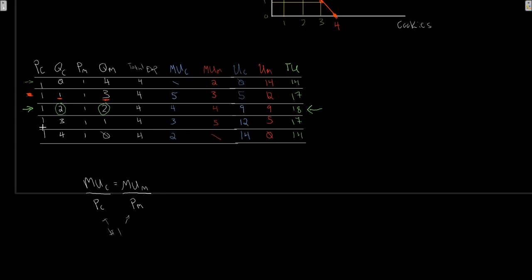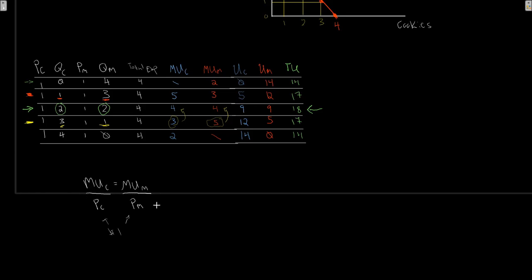From the other perspective, say we were at our other case, down over here, having 3 cookies and 1 milk. Now I'm getting more satisfaction per dollar spent from milk than I am from cookies. So I want to maximize my satisfaction. I'm getting a lot of satisfaction per dollar spent on milk, so I want more milk. As I go to more milk, that means fewer cookies, and I wind up again at this point where the extra satisfaction per dollar spent is equivalent between both goods.